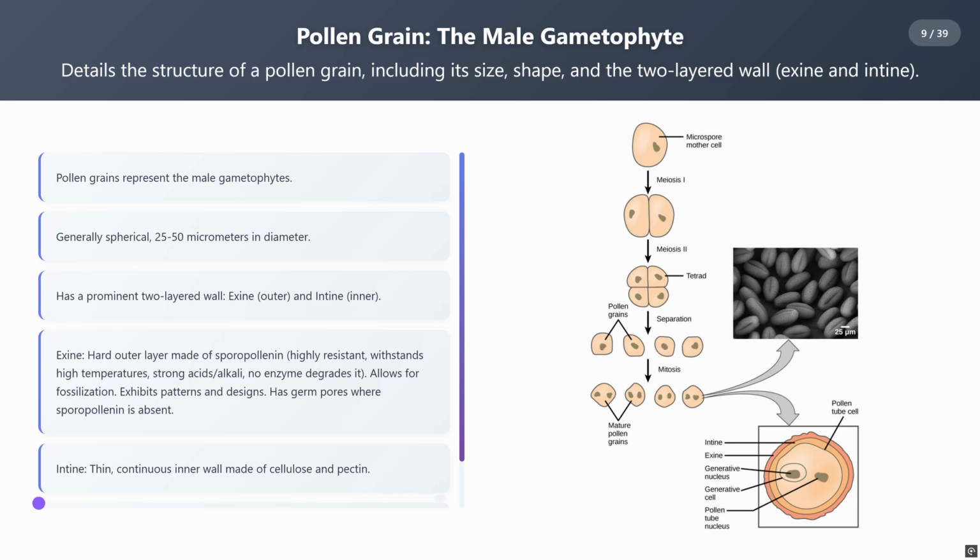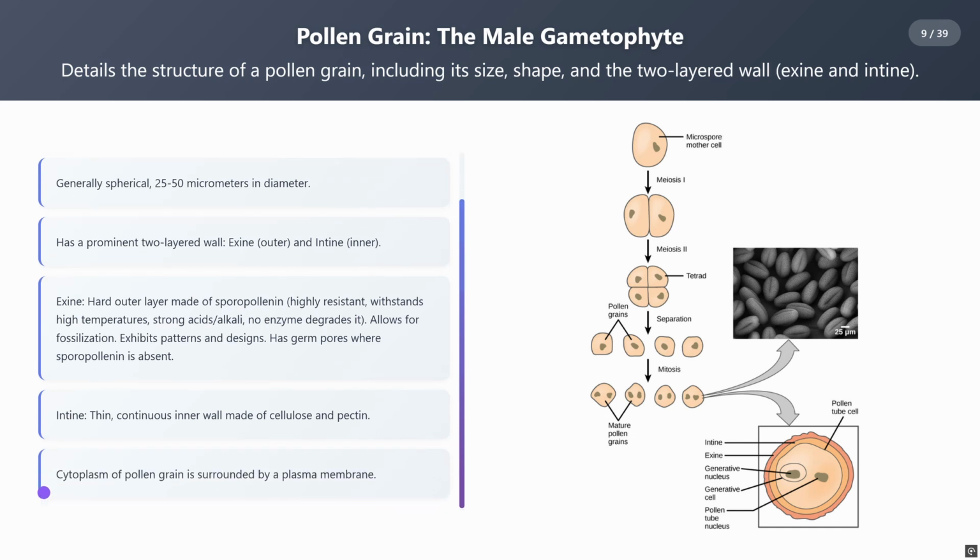This stuff is incredible. It's one of the most resistant organic materials known. It can handle high temperatures, strong acids, alkalis. So far, we haven't found an enzyme that can actually break it down. Wow. That's some seriously tough material. That must be what helps pollen survive out in the environment.